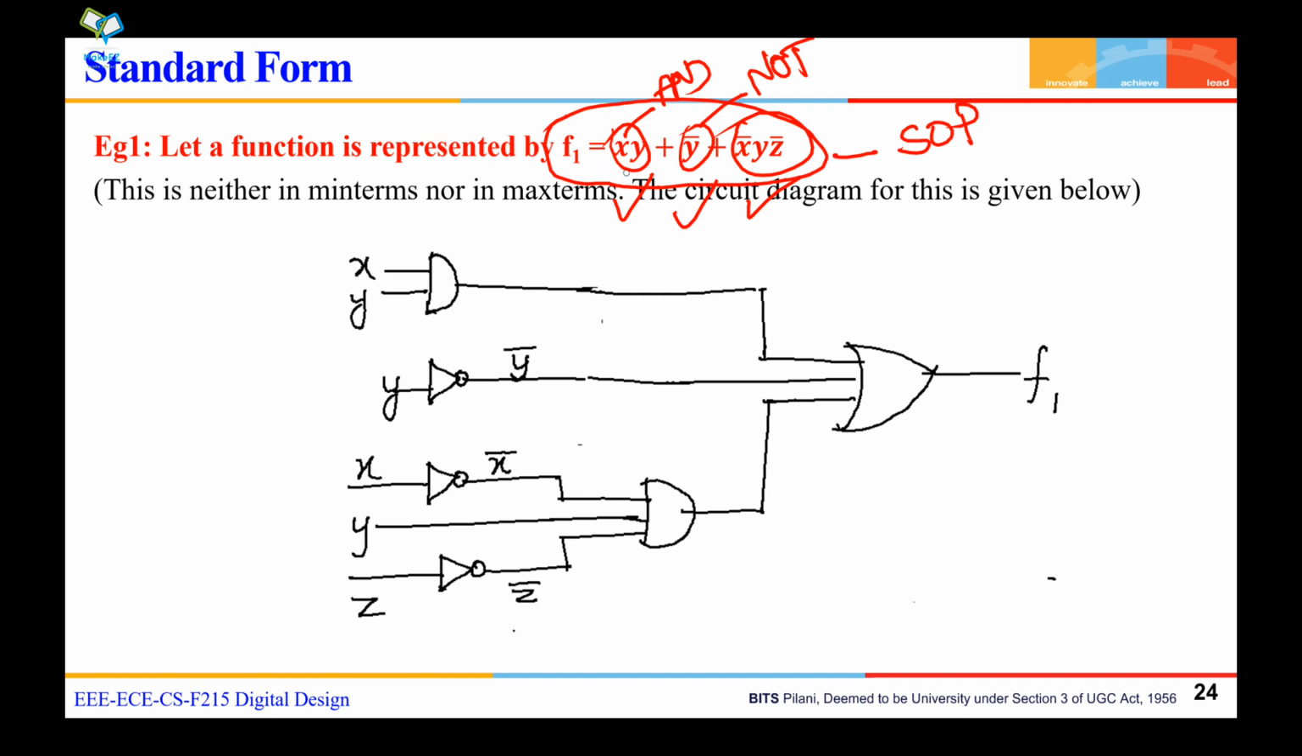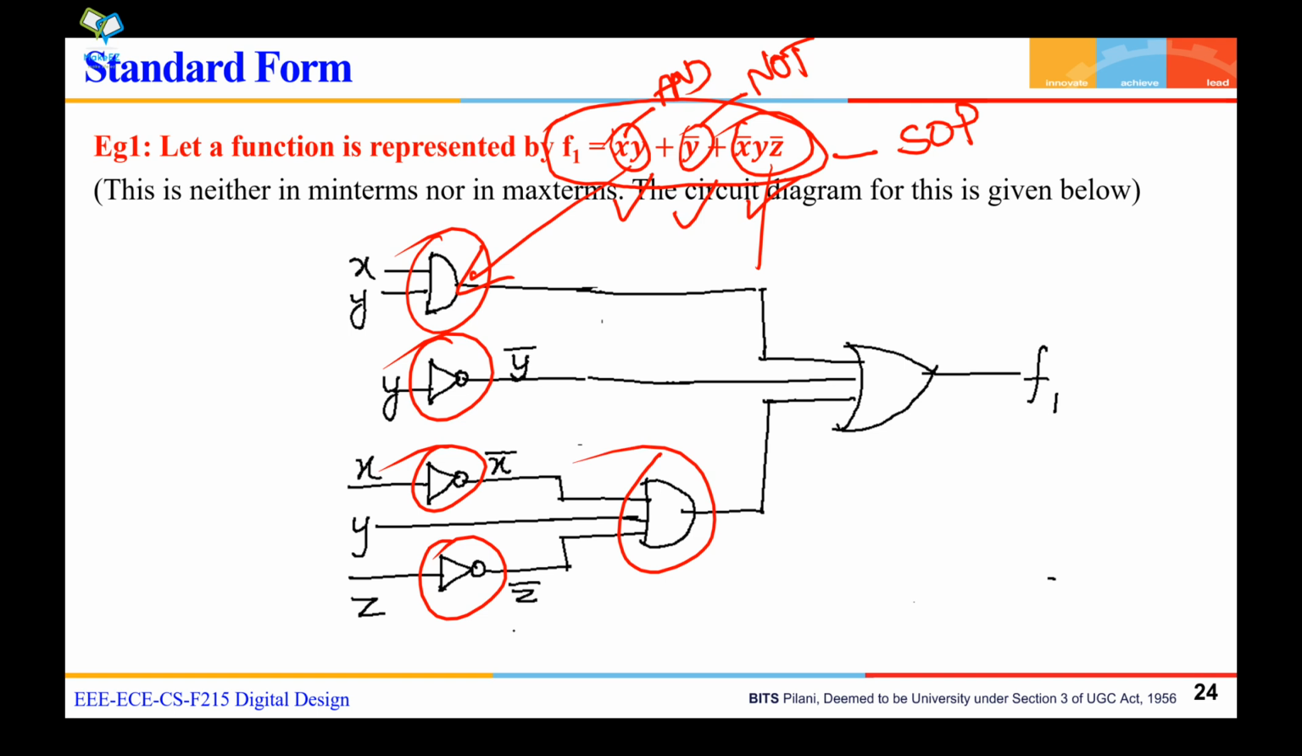Now see here, xy is implemented using an AND gate, and y bar you get from a NOT gate, from an input y. Similarly, x bar you get from a NOT gate. Similarly, z bar you get from a NOT gate, and you obtain this x bar y z bar from this AND gate. Then OR of this xy, y bar, and x bar y z bar. So here you get this expression. This is called a standard form of realization.